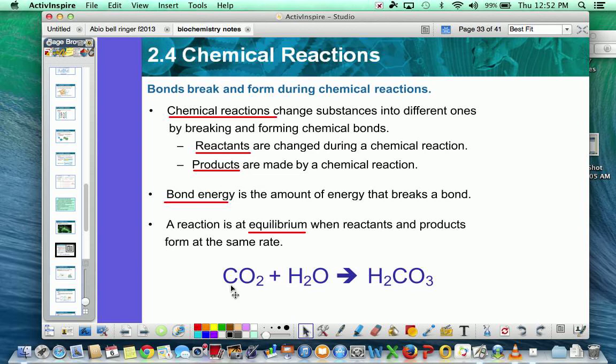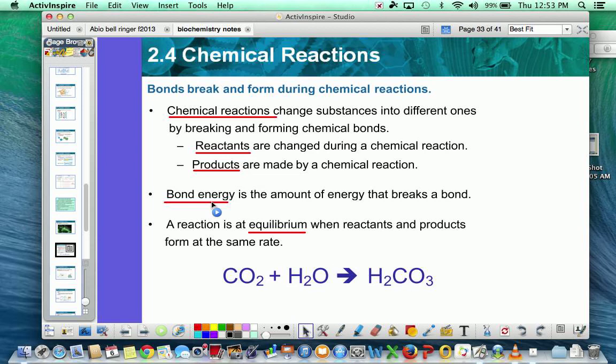Well, a chemical reaction is when one or more reactants, which are here on the left side of the arrow, chemically react to form a new product, here on the right-hand side of the arrow. Okay, so that is a chemical reaction. This is the chemical formulas showing the different compounds. You've got carbon dioxide combining with water to become H2CO3, which is carbonic acid.